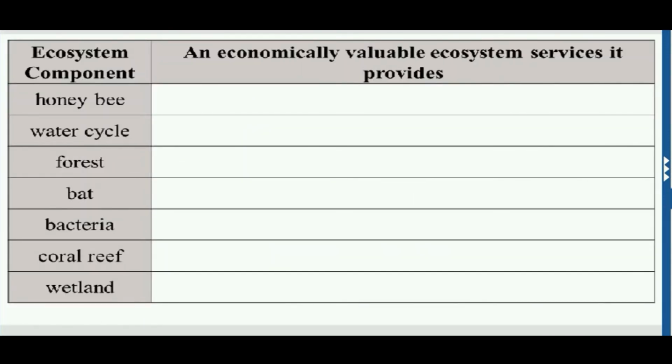Onward and upward. Okay, an ecosystem component and an economically valuable service that it provides. So for each critter, we're going to say something useful that this thing does. A honeybee pollinates, right? That's pretty useful. The water cycle, what does it do that is useful? It purifies water naturally. A forest purifies air.